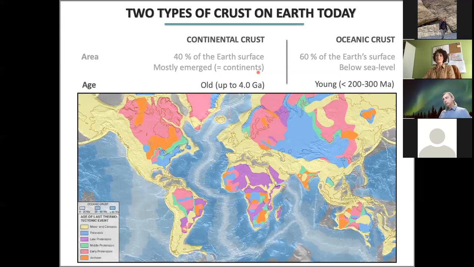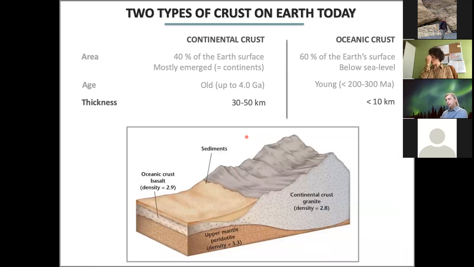Another big difference is about their ages. So oceanic crust is relatively young compared to the age of the Earth, no older than 200, 300 million years, while you can find pretty much all ages up to 4 billion years on continents. The thicknesses also are very different. Continental crust is 3 to 5 times thicker than oceanic crust today.